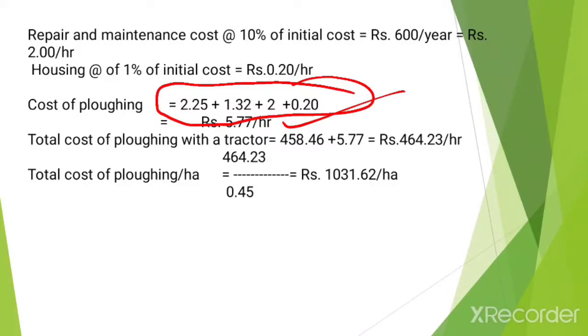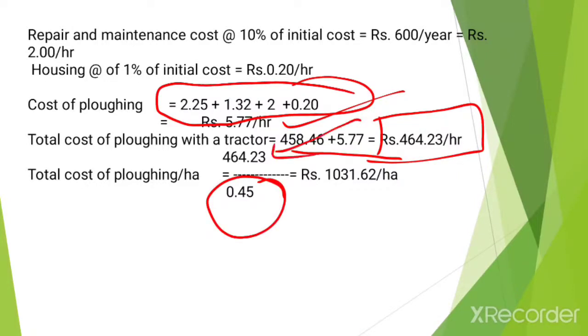Then total cost of plowing with a tractor. Considering the operation cost of tractor plus the cost of plowing of the implement, the total cost here is rupees 464.23 per hour. Now we have to calculate the cost of plowing per hectare. We already calculated the total area covered, so the total cost of plowing with the tractor divided by 0.45 is equal to rupees 1031.62 per hectare.